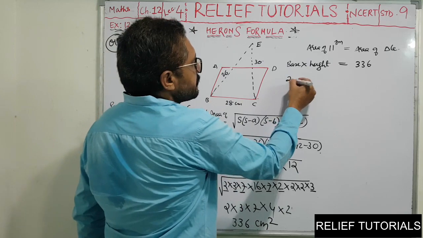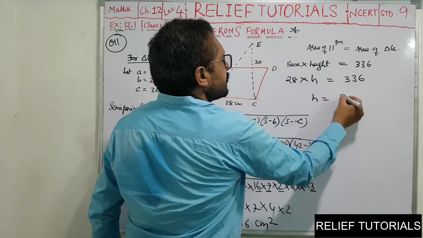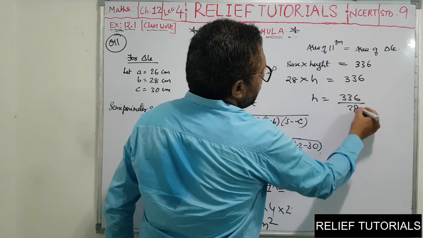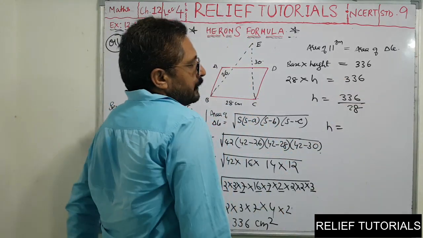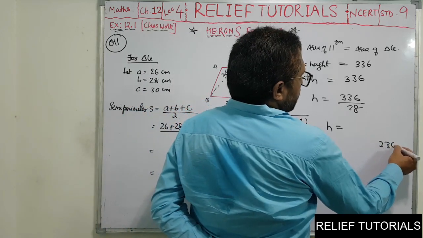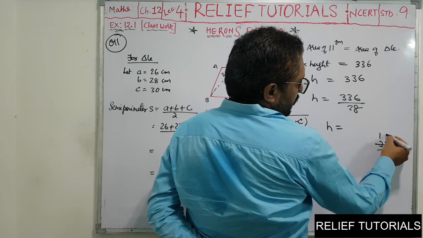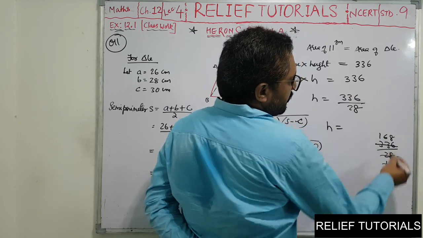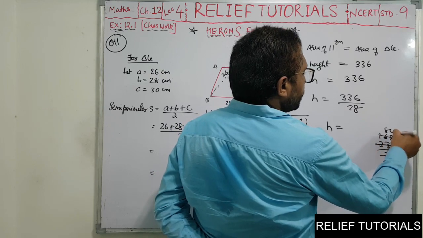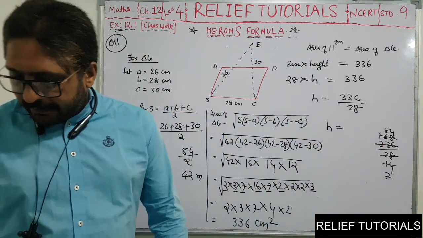So now how about base? Base is 28. It is mentioned. Base times height h is equal to 336. h is equal to 336 upon 28. So h is equal to, just divide 336 by 28. Divide by 2, 168. Again you can divide by 2, that is 84. Divide by 2 again, 42. Then 84 by 7 will be our final answer.